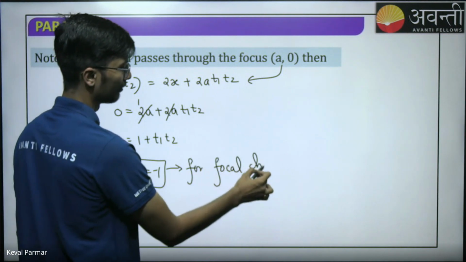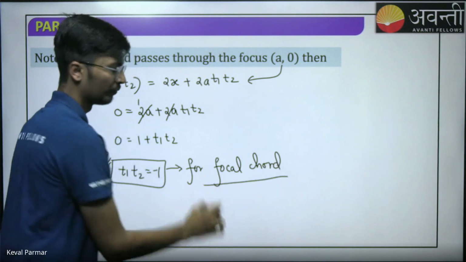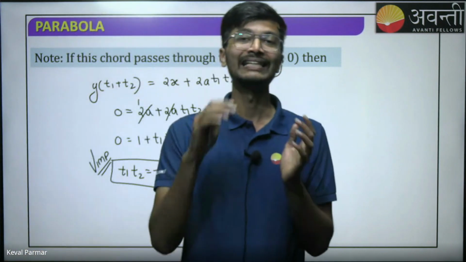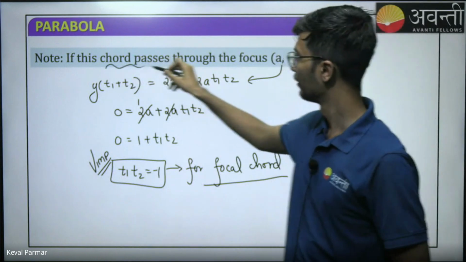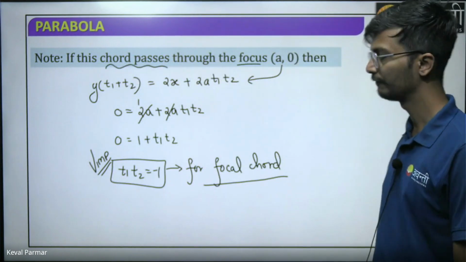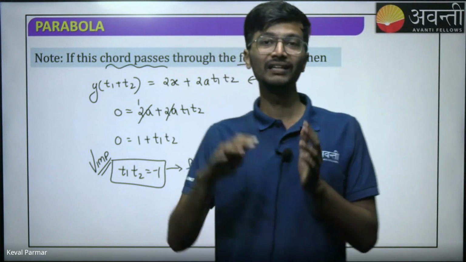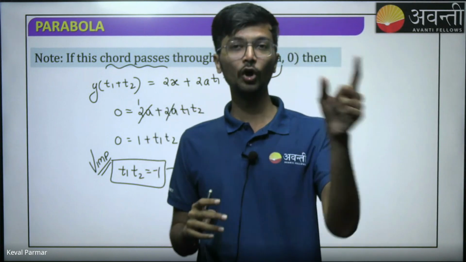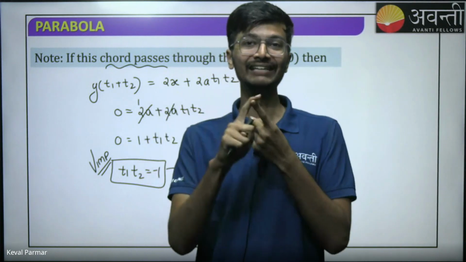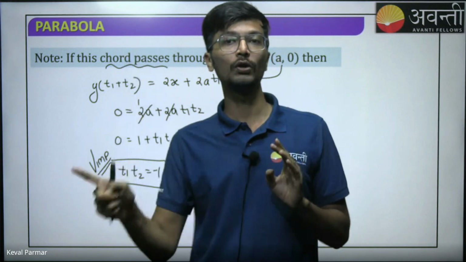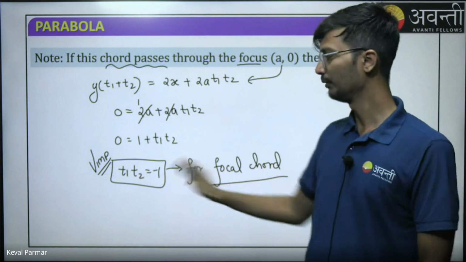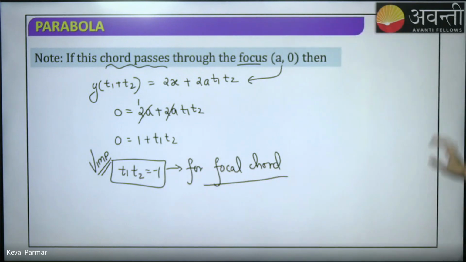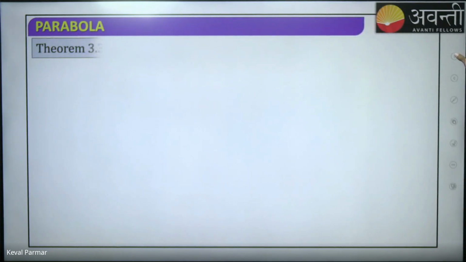I hope you remember what is meant by a focal chord. A focal chord means a chord that passes through the focus. So here, same thing, if the chord passes through the focus, that means it's a focal chord. So whenever in a question it is given that a chord joining two points P1 and P2 passes through the focus, what can we directly get? We can directly get t1 t2 equals minus 1. Let's see what we have next.